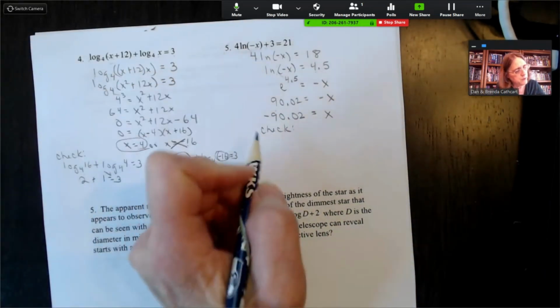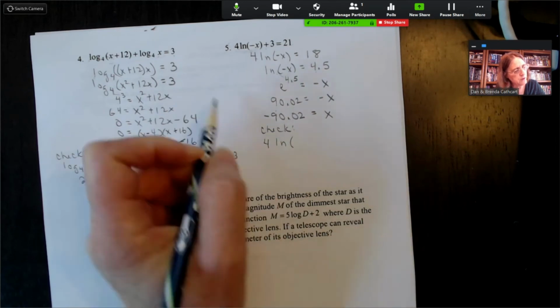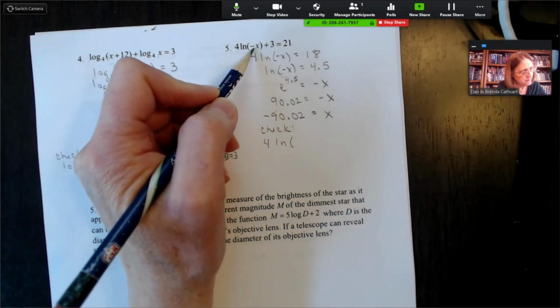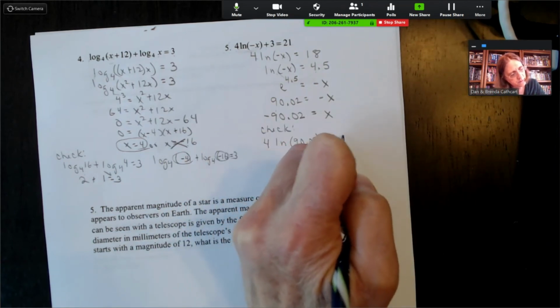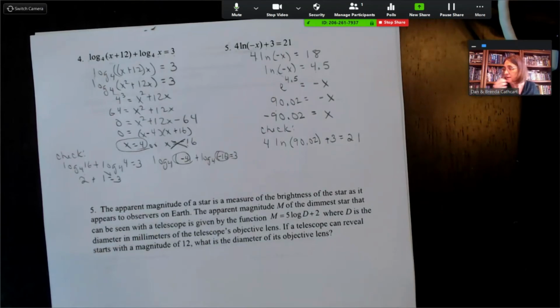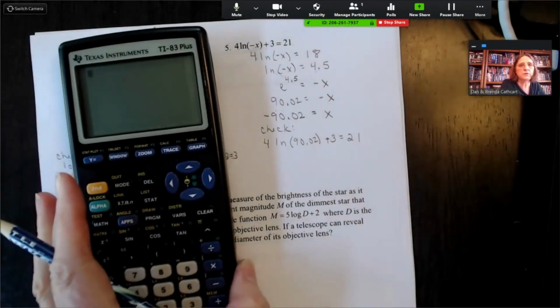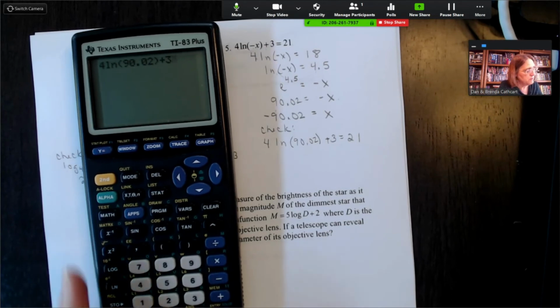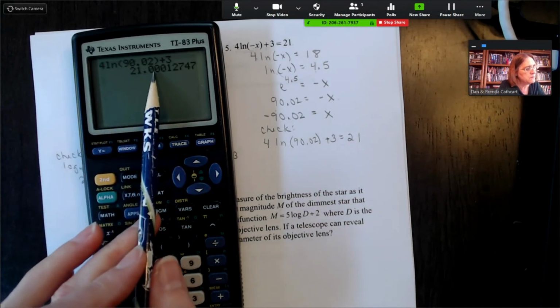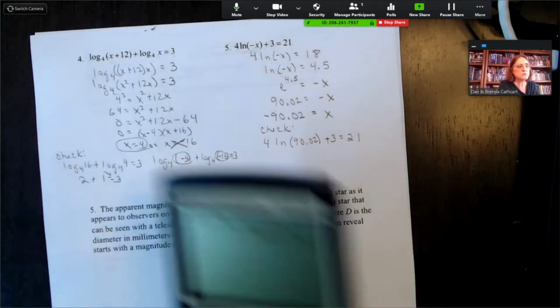Now let's check it and see how it works. Again, into the original equation: 4 times the natural log of negative, that becomes positive 90.02, add 3. Does that equal 21? Well, let's check our left side with the calculator. We have 4 times the natural log of 90.02 plus 3. We did some rounding, so I think we're going to get close to 21, but not quite 21. We got really close, 21.0001. So our answer is going to check.